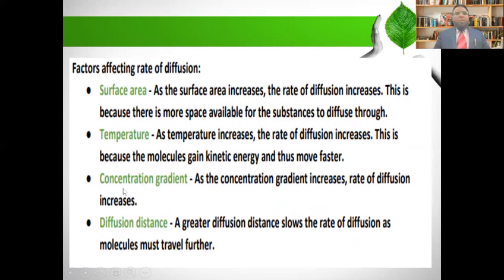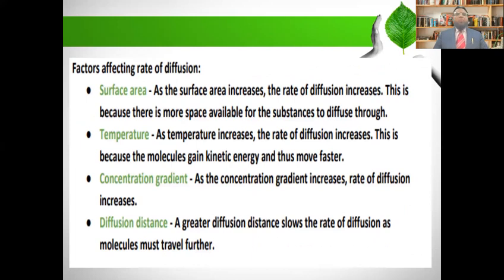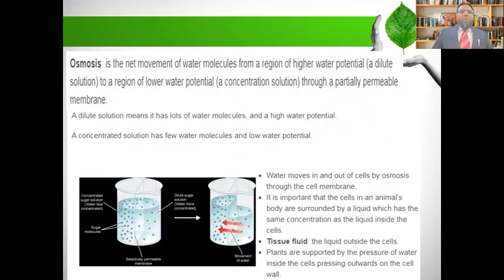And the third factor is concentration gradient. As the concentration gradient increases, the rate of diffusion increases. And the last factor is diffusion distance. A greater diffusion distance slows down the rate of diffusion as the molecules must travel further. So these are the particular factors that are responsible for increasing and decreasing the rate of diffusion. Now osmosis.